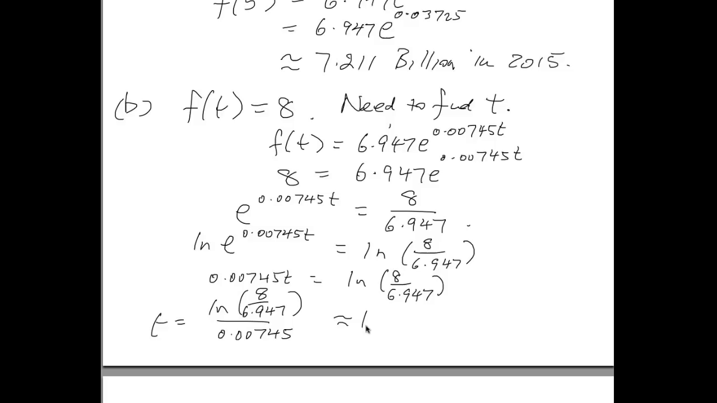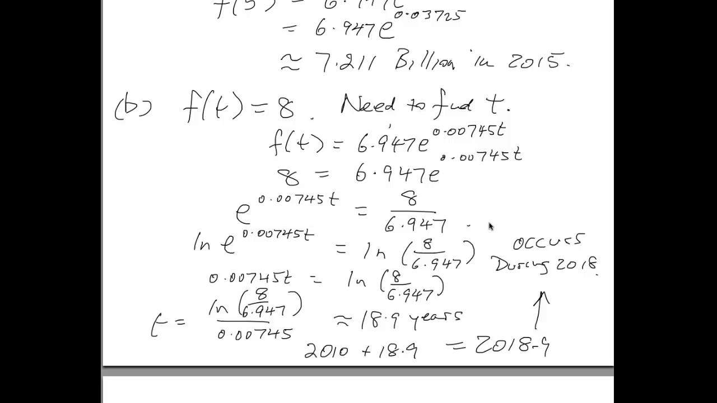So approximately 18.9 years. So if we want to know what year that will be, then of course it'll be 2010 plus 18.9, which is going to be 2018. All right, 0.9, so it's going to occur during 2018. 18, so it'll be 28, sorry. Oops, yeah, 10. Watch the arithmetic. All right, so there it is, during 2028. I was thinking it was a little bit close. All right, so there we have it.